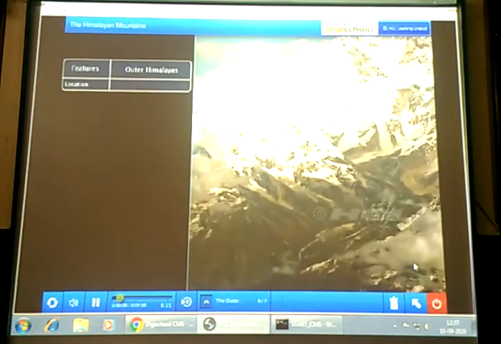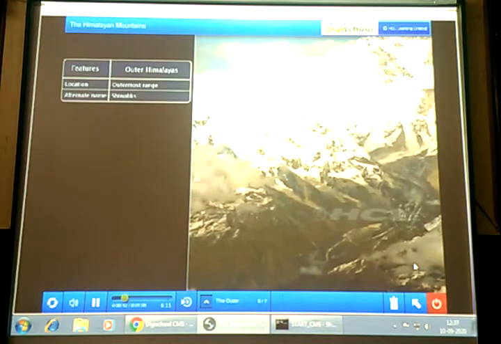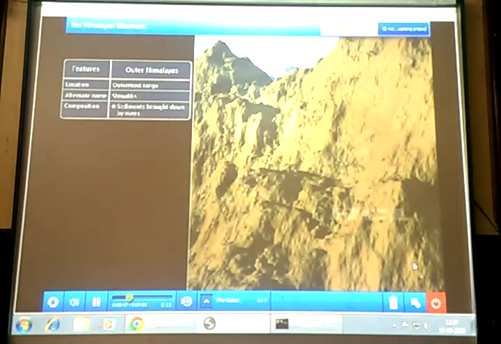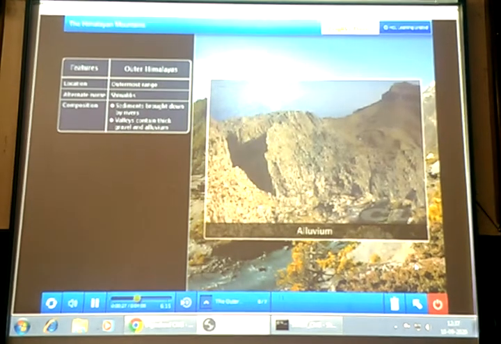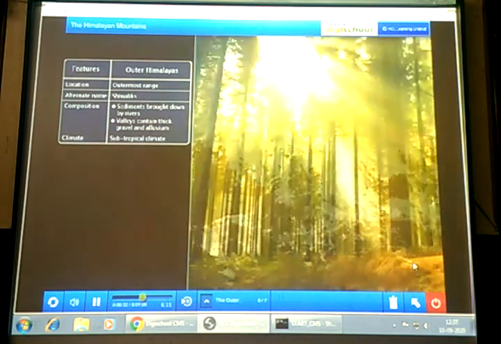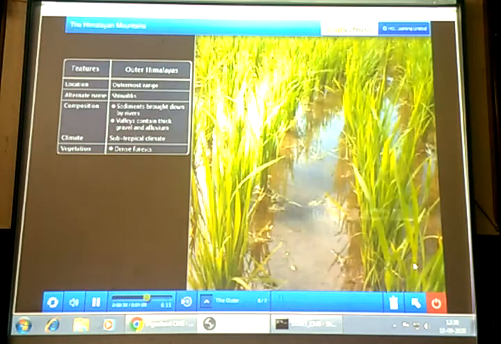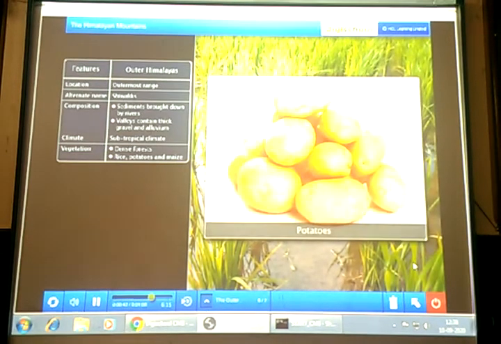The outer Himalayas form the outermost range of the Himalayas and are called the Shivaliks. This region is composed of sediments brought down by rivers from the Himalaya and Himachal ranges. The valleys contain thick gravel and alluvium. This region experiences subtropical climate, which favors the growth of dense vegetation. Land in this area is used for growing crops such as rice, potatoes, and maize.